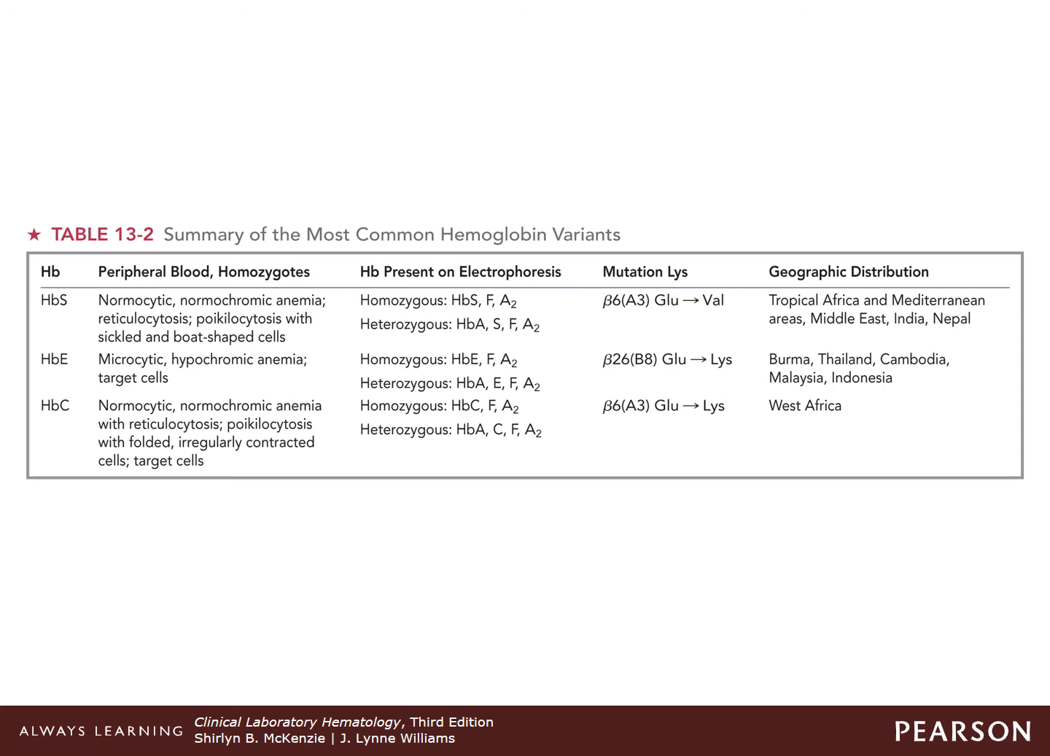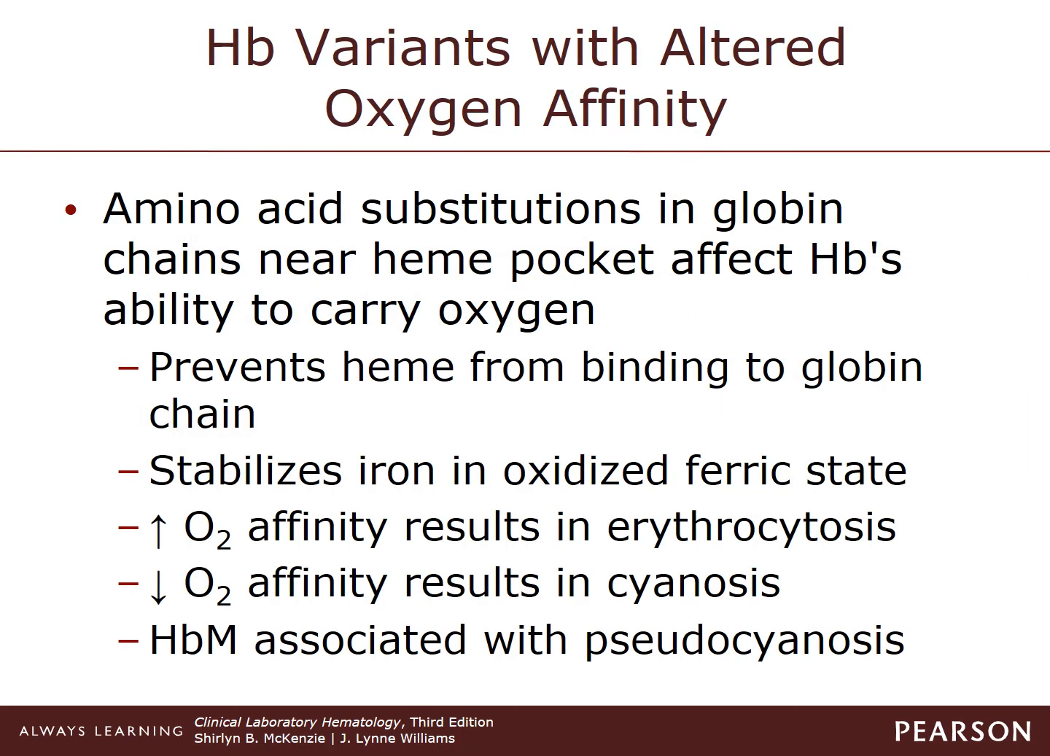Please take a look at the most common hemoglobin variants, what happens in the peripheral blood as homozygotes versus traits, where the mutation lies, and geographically how they have been determined in the past. There can be hemoglobin variants with altered oxygen affinity, resulting in amino acid substitution in globin chains near the heme pocket, which affects the ability for hemoglobin to carry oxygen.